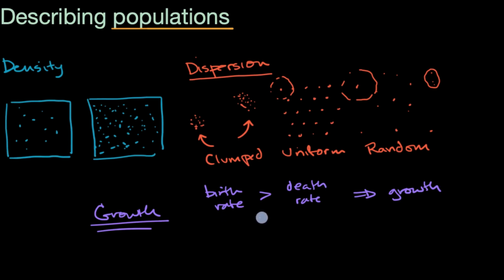But it's not just about birth and death. You can actually have individuals migrating into or out of a population. Similarly, if your immigration in a given period of time is greater than your emigration, immigration is individuals coming into a population, emigration is individuals leaving a population, well, that too is going to lead to growth.